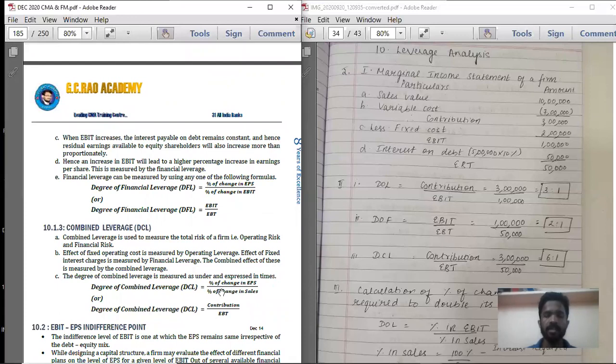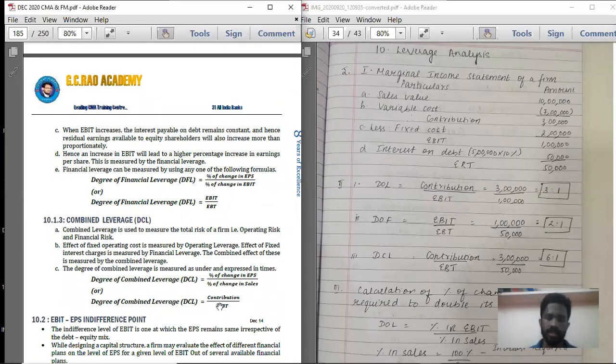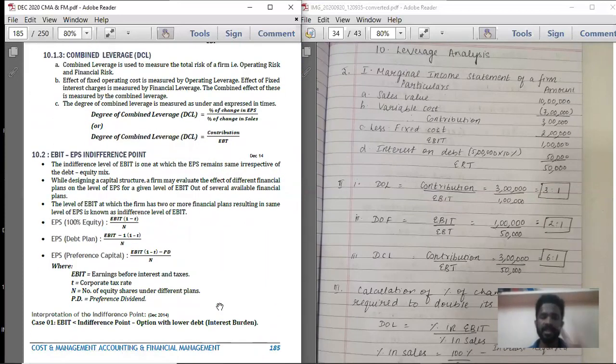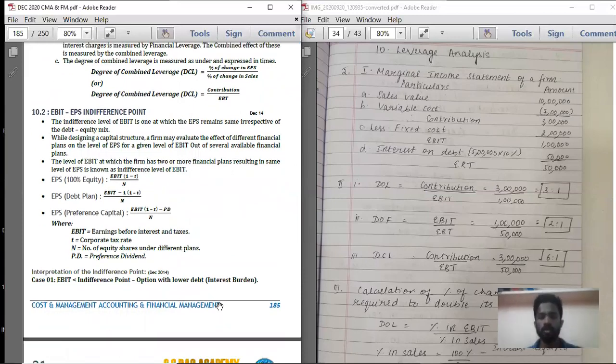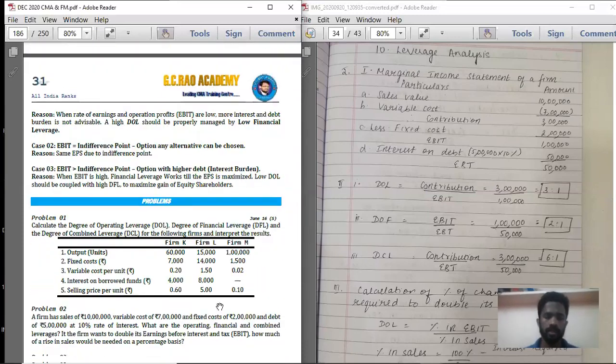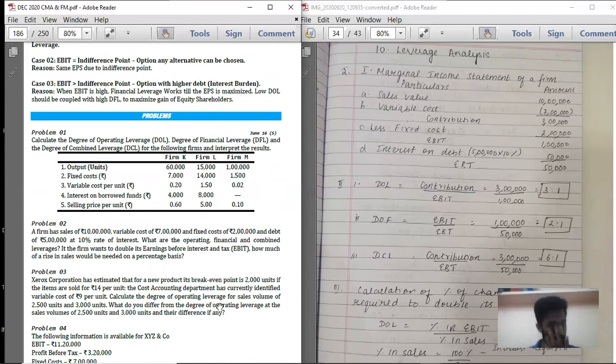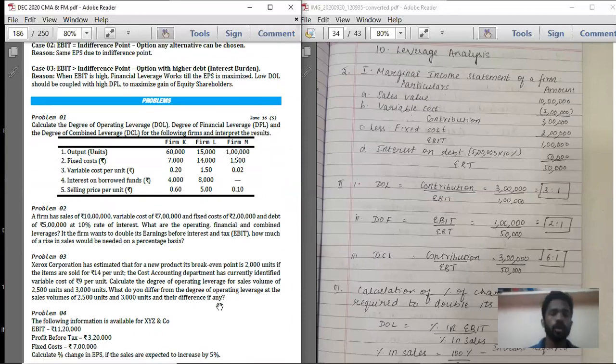And for percentage calculation, the bottom line is percentage of change in EPS and the top line is percentage of change in sales. So that is the degree of combined leverage. Multiplication of degree of operating leverage and degree of financial leverage is the degree of combined leverage. So with this, we have completed the theory part. It's very simple. If you do the sums, you will definitely understand the different concepts. So now we'll move on to practicals.